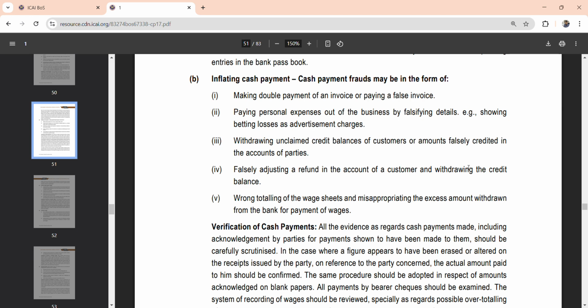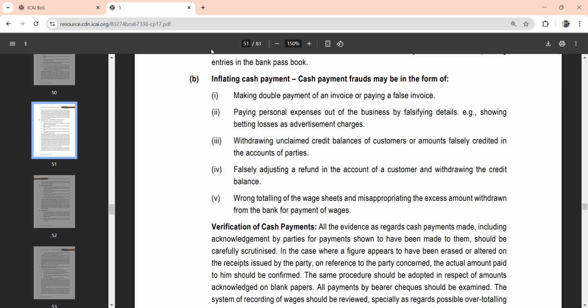Let's quickly check out three important questions from fraud investigation and due diligence, which is going to be very handy for you, because this topic's definite questions come from question 5 and 6. We're going to see the focus questions. First one is, what are the various modes of cash payment frauds?